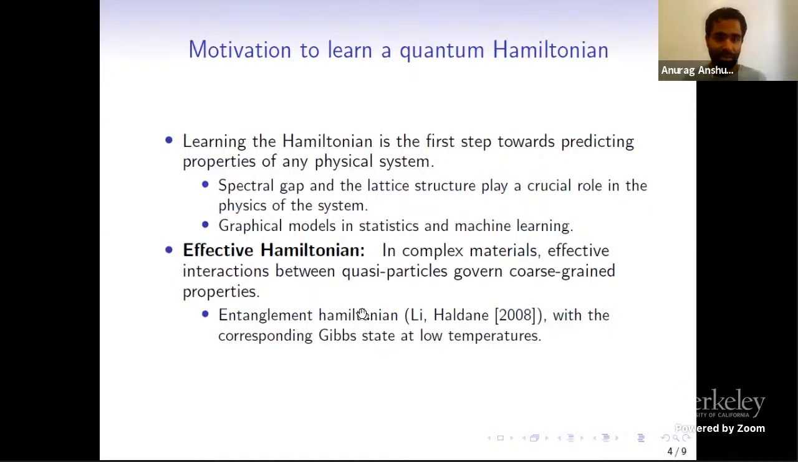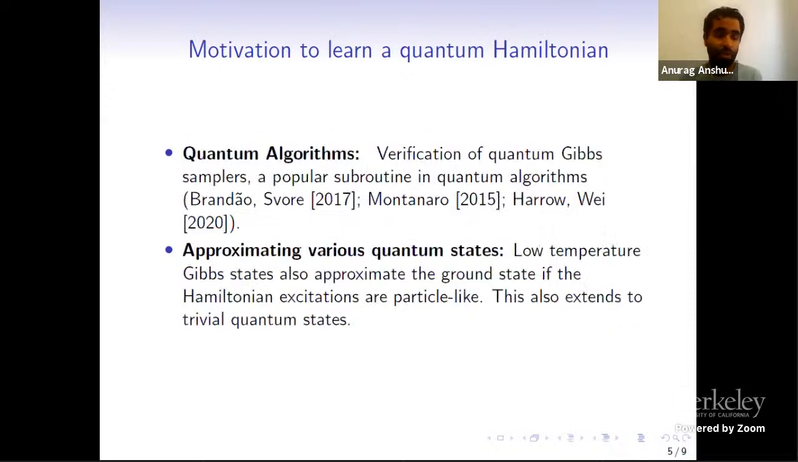In fact, some Hamiltonians even govern the entanglement properties. So learning them is a very natural task to figure out what the entanglement looks like. More recently, in quantum algorithms, Gibbs states play a very important role, and verifying that my quantum system is producing the right Gibbs state is an important task in designing quantum computers. Finally, Gibbs states can also approximate quantum states at low temperature. And if you learn Gibbs states, then we can also learn other quantum states.